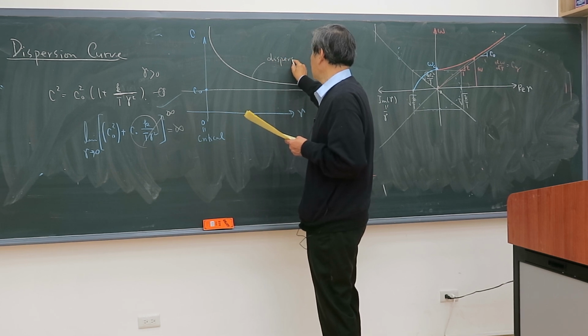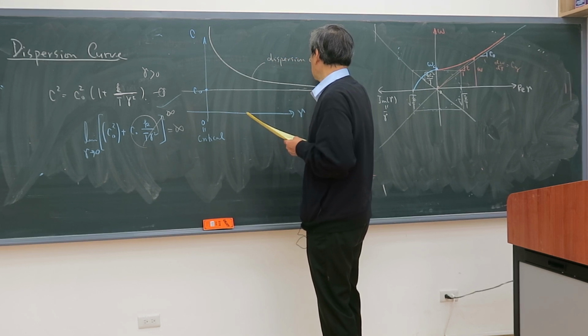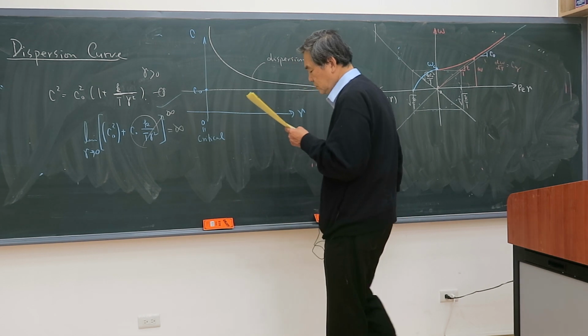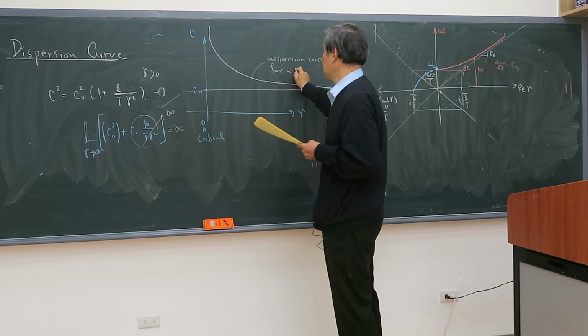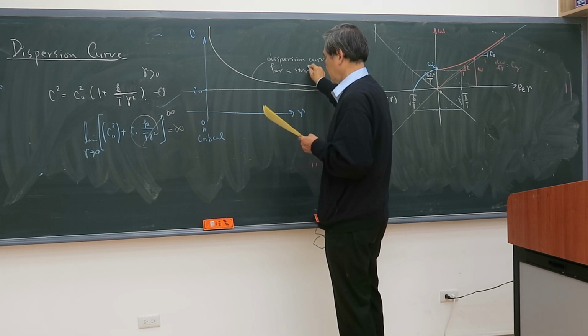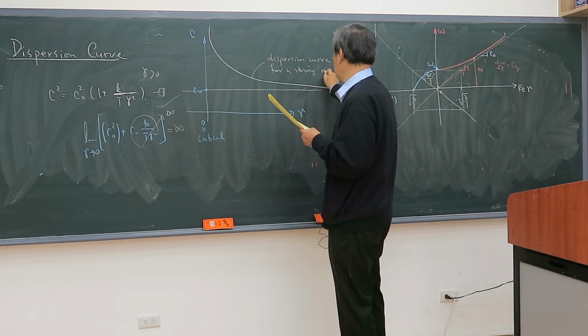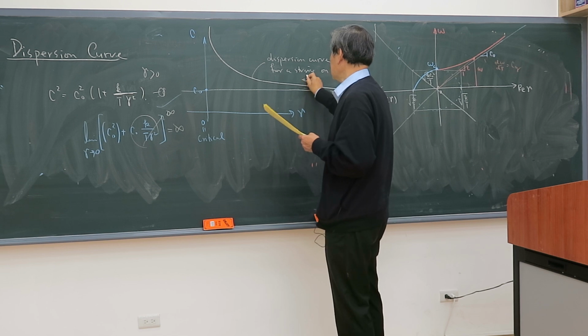So this is a dispersion curve. Dispersion curve for a string on an elastic foundation.